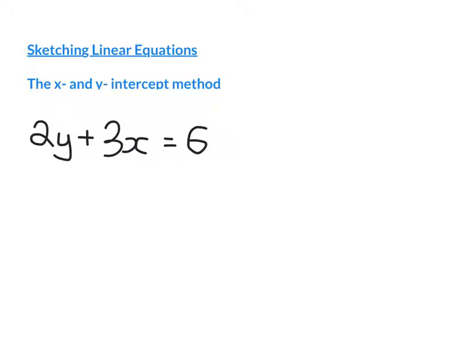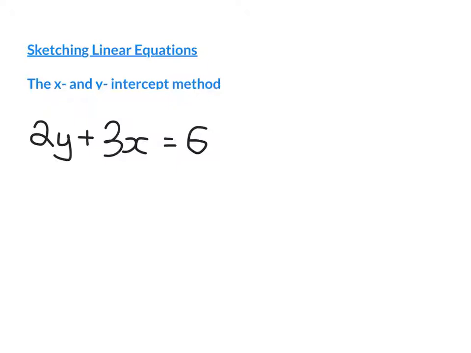For this method, we're going to look at where the graph intersects the x and the y-axis. And we're going to generate 2 points on the graph. And we only ever need 2 points to sketch a linear equation. So by using this method, we can sketch a graph of a linear equation because we can generate 2 points on that line. The first point we're going to find is the y-intercept.